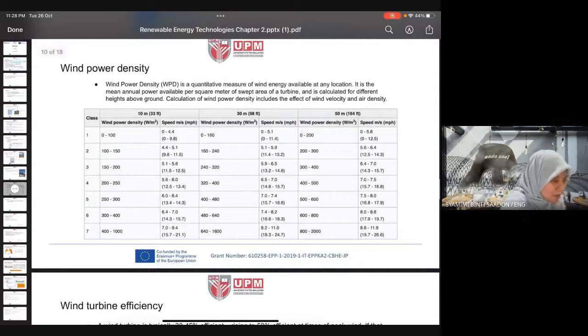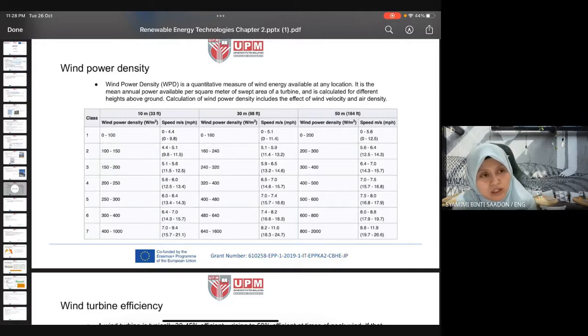Okay, this table of wind power density. To quantify the characteristics of a wind turbine, we use wind power density and wind efficiency, right? Those are the parameters that we use to characterize the performance of wind turbines. One of them is wind power density, or WPD, which is a quantitative measure of wind energy. It is the mean annual power available per square meter of swept area of a turbine, and is calculated for different heights above ground.